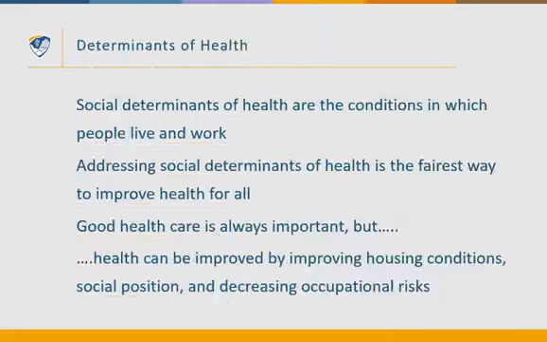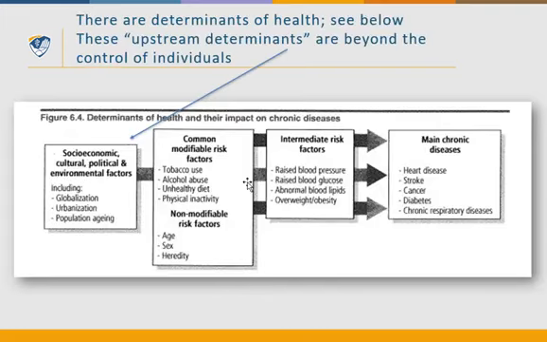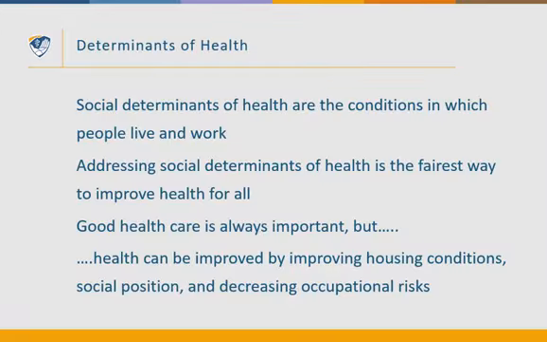But there are things that are under people's control. And we see these on the list: tobacco use, alcohol abuse, unhealthy diet, physical inactivity, etc., etc. Social determinants of health are the conditions in which people live and work. Addressing social determinants of health is the fairest way to improve health for all. Good health care is always important, but health can be improved by improving housing conditions, social position, and decreasing occupational risks.